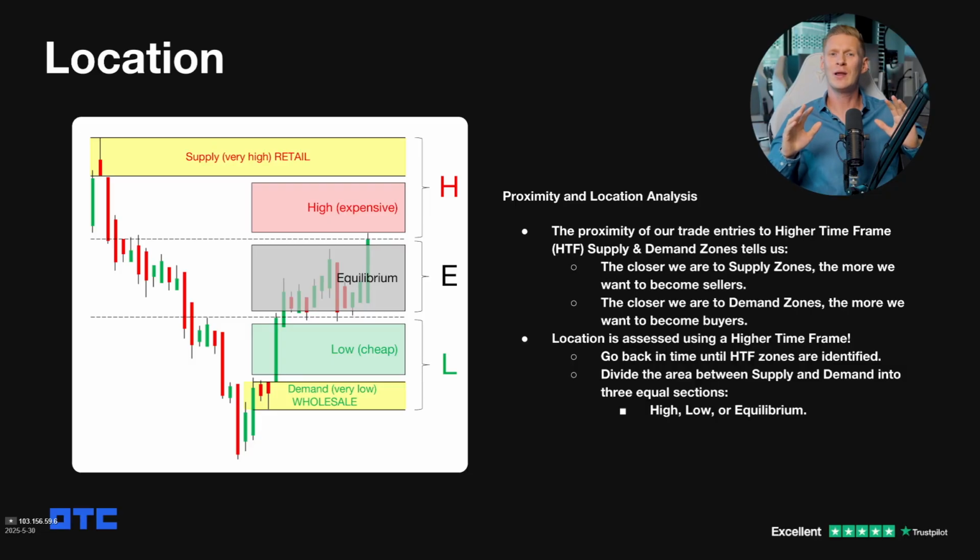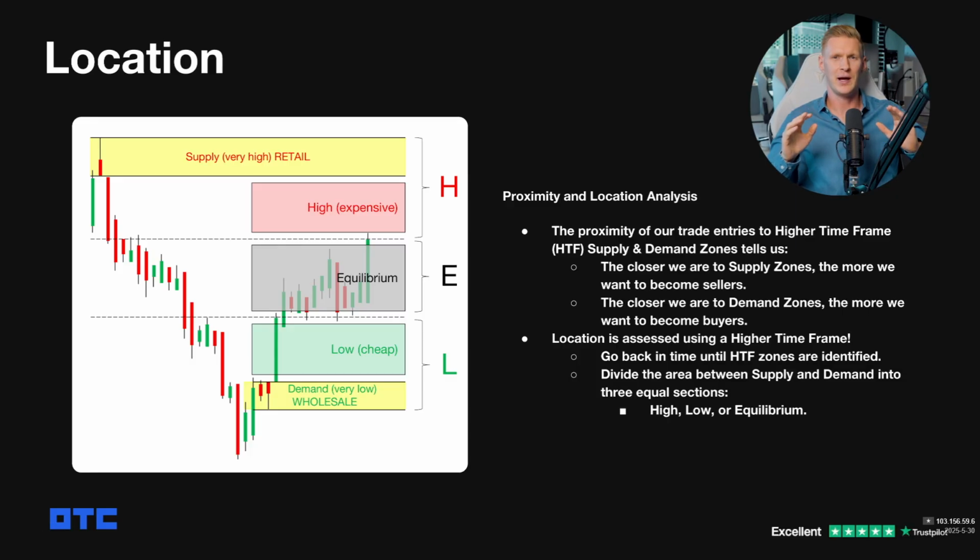To find this first fresh supply zone, move up and to the left from the current price, hopping from one candle to the next until you spot a leg out, a base, and a leg in. Once you locate that zone, you have your first reference point for determining whether prices are expensive, cheap, or somewhere in between. Step 2 is all about finding the first fresh demand zone on your higher time frame.